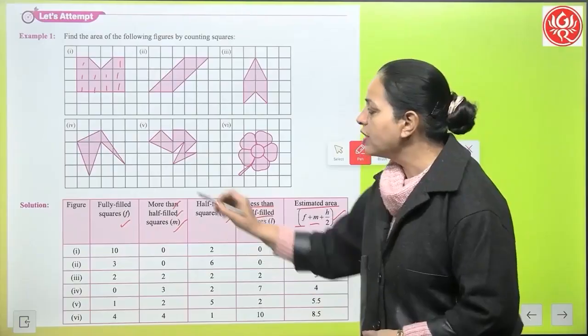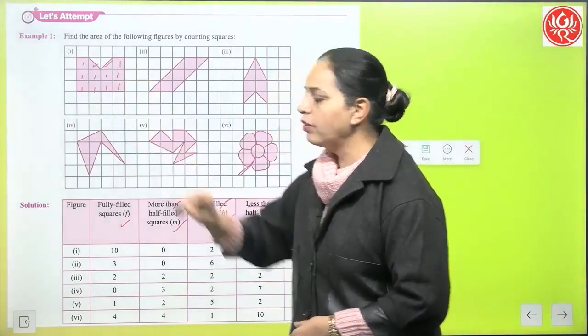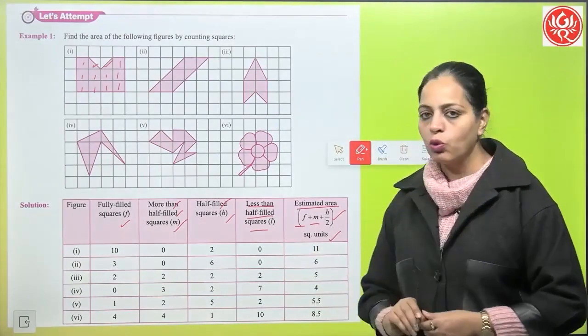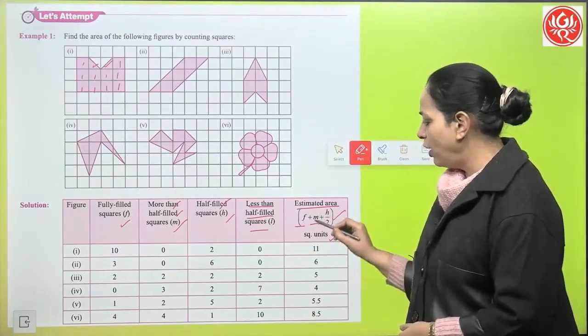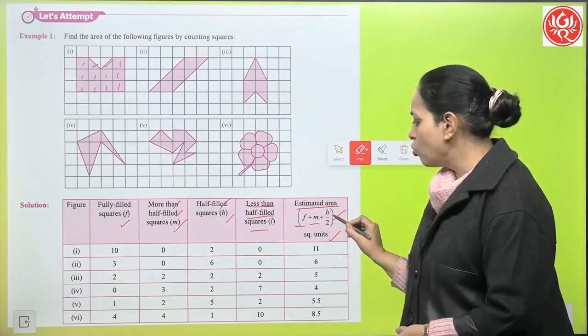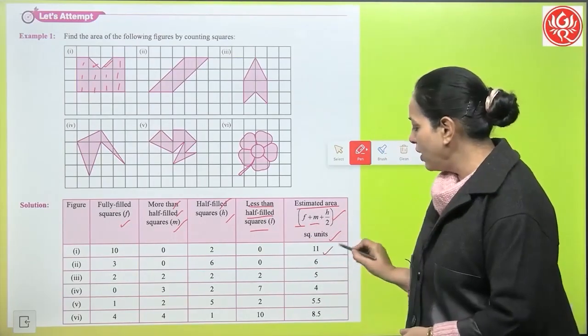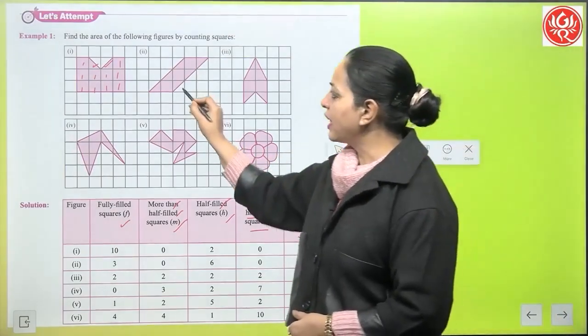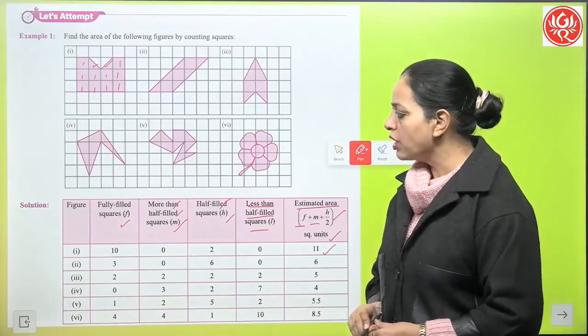And half filled, 2 are half filled. Okay. So 2 and less than half, 0. So what to do? Substitute these values. So here 10 plus 0 plus 2 by 2 means 10 plus 1. Answer is 11. Okay. Similarly, second part, इसमें हम count करेंगे.